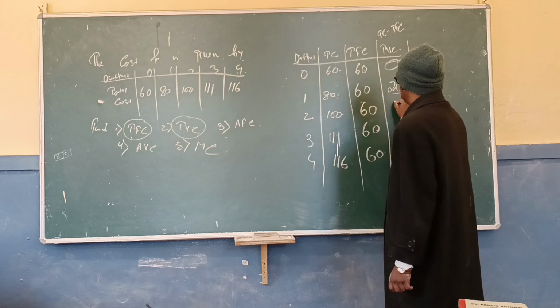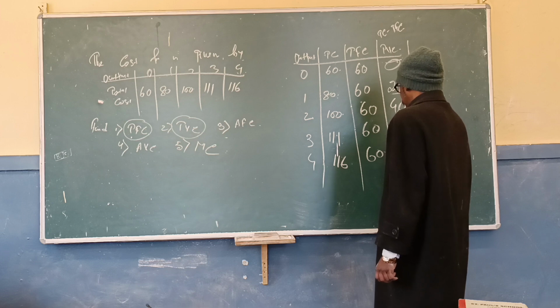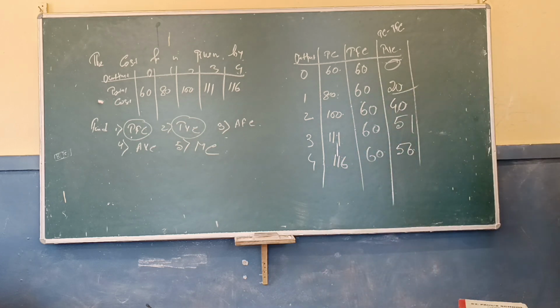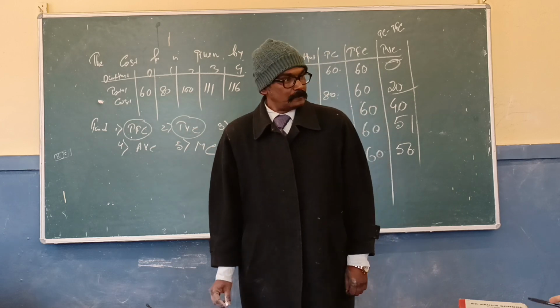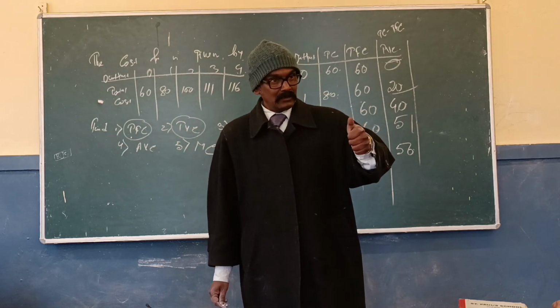20. This one? 40. This one? 51. This one? 56. Isn't it? Dharan, is it correct? Yes. Alright, very good. So we have understood total variable cost also. Yes or no? Alright. Are you understanding what I am doing? You have finished this one.